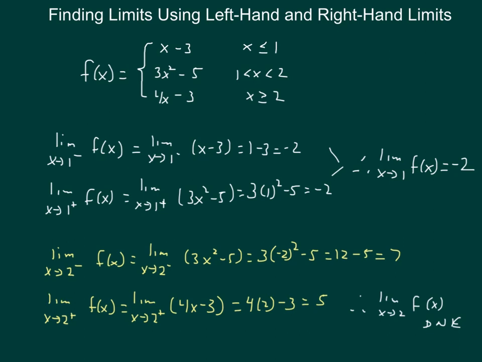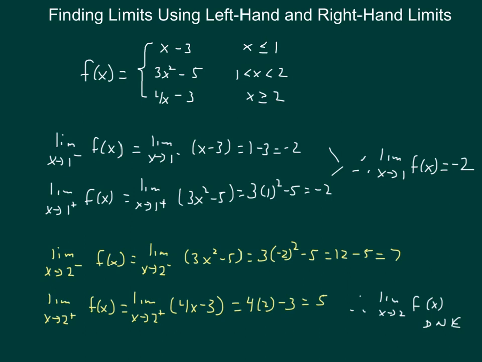There's only 2 places that I would have to have any concern. And that happens to be where I have the endpoints of these intervals. So at 1 and 2 are the only places where I'm going to have a concern about whether the limit as x approaches any number exists. The only place that it could be an issue is at 1 or 2, because that's where we break pieces here.